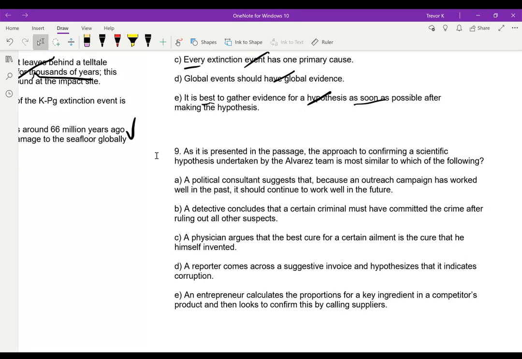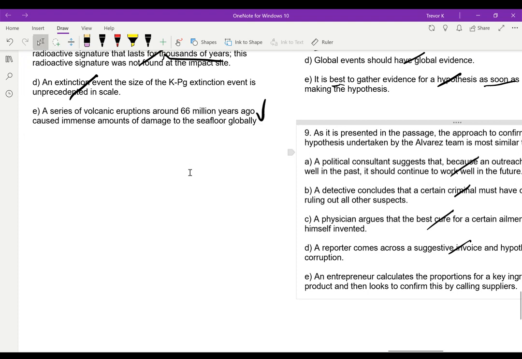A political consultant suggests that because an outreach campaign has worked well in the past, it should continue to work well in the future. No. A detective concludes that a certain criminal must have committed the crime after ruling out all other suspects. No. A physician argues that the best cure for a certain ailment is a cure he himself invented. No. A reporter comes across a suspicious invoice and hypothesizes that it indicates corruption. I mean, that's something, but there's no evidence there. An entrepreneur calculates proportions for a key ingredient in a competitor's product and looks to confirm this by calling suppliers. Yep, that seems about right. You have the hypothesis, you do the calculations, and then you find the evidence. So E seems pretty good.